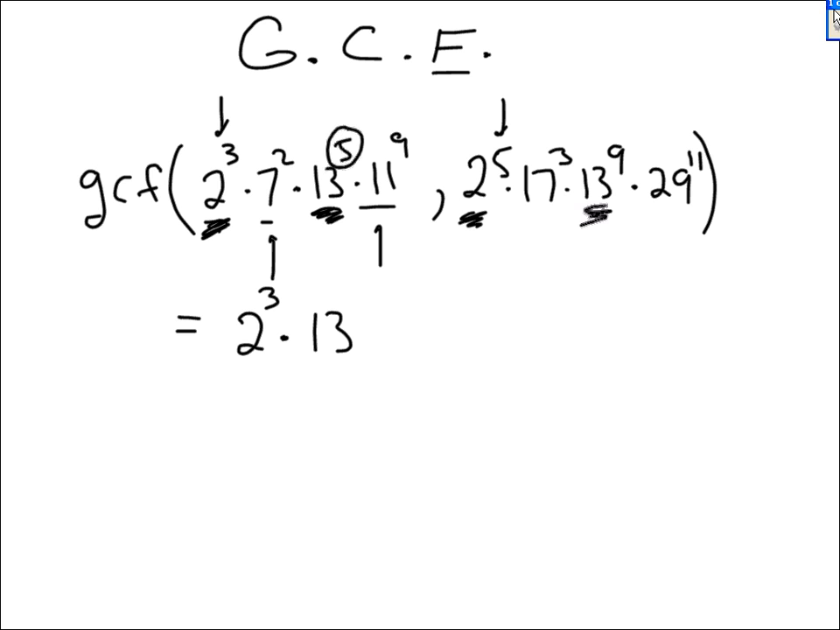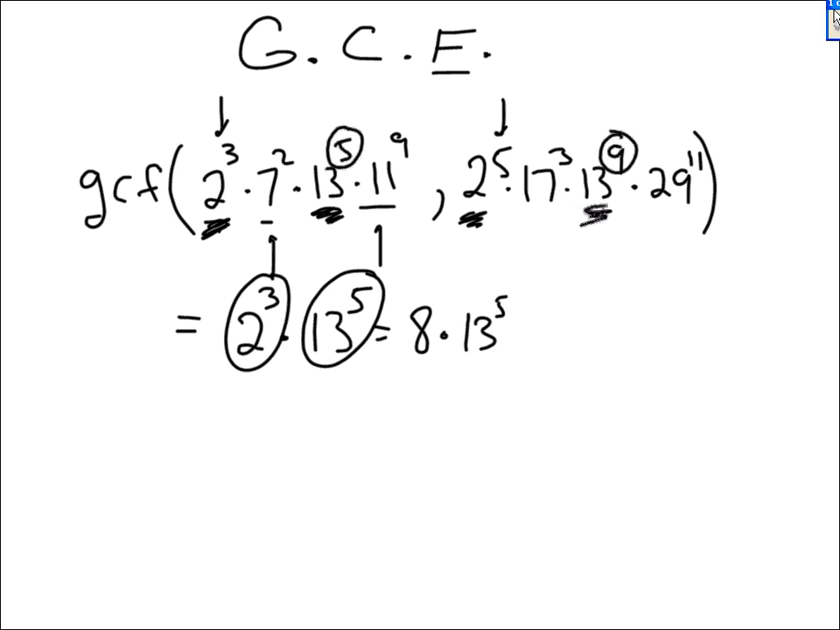13 to the 5th, 13 to the 9th. Between 5 and 9, we pick the smaller number. And I know what 2 cubed is. For homework, figure out what 13 times itself 5 times is, and multiply the two numbers, and you'll have the answer. Okay, what I'm trying to show is, if it's in prime factorization, it's easy to do.